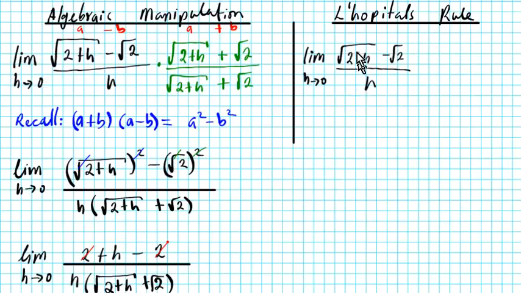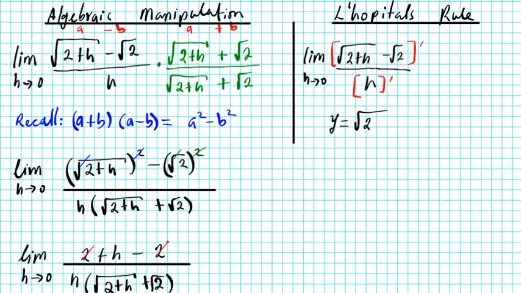Okay, so L'Hopital's Rule says that if you have the limit of a quotient, that limit is the same thing as the limit of the derivative of the top and the derivative of the bottom. So using L'Hopital's Rule, we'll just differentiate the top and the bottom separately, okay? So you have to differentiate them separately. So all we're going to have to do here is differentiate these three terms, plug in 0, and see what happens. The only complex component of this problem is differentiating the square root of 2 plus h, which is a composite function.